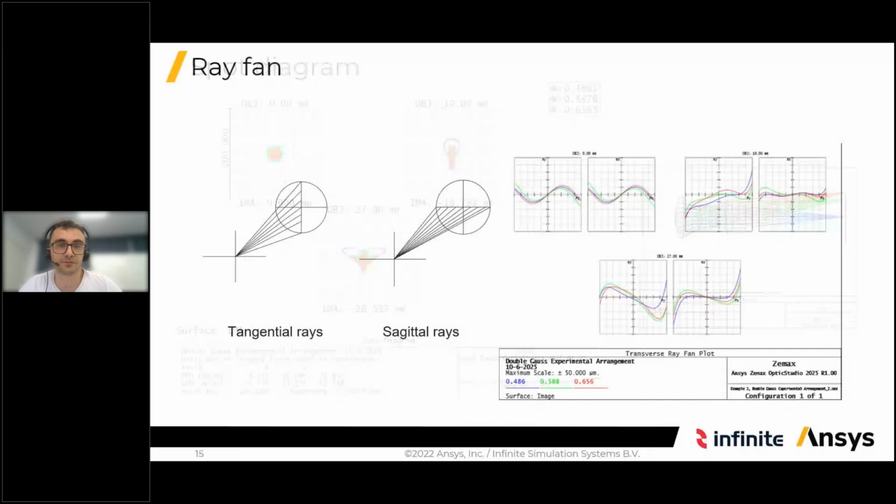Next is the ray fan. The ray fan shows the deviation of the tangential and the sagittal rays in your system. So this is for the tangential rays and this is for the sagittal rays. On the x-axis you have the incoming position of those rays, and on the y-axis you have the deviation of those rays on the imaging plane. We have it for different fields. And the shape of these curves will give me information about what kind of aberrations are present in my system.